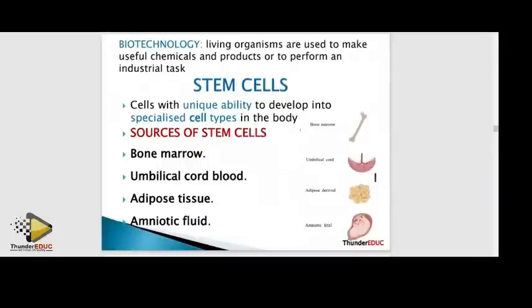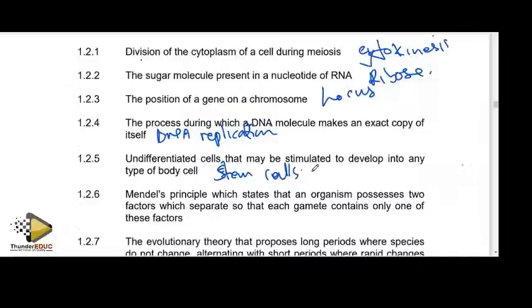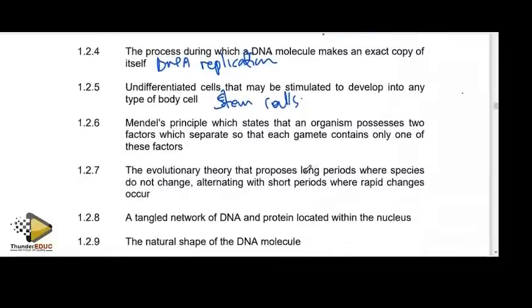So there is no question which you're going to find in the exam that is not in the booklet, and it's only answered by this booklet, which we call a distinction material, Excel in Life Science. So now there is another question. They're saying Mendel's principle, which states that the organism possesses two factors which separate so that each gamete contains only one of these factors.